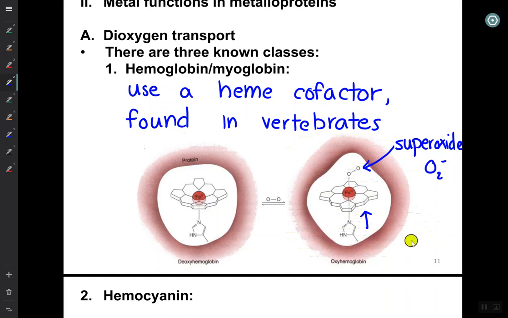I didn't show the other subunits, but in hemoglobin, you have actually 4 of these units. So once one oxygen binds to one of the iron, it activates the other irons to bind oxygen with even higher affinity. So this is a really neat system where it shows this cooperative binding activation.